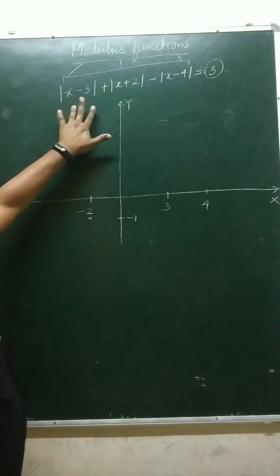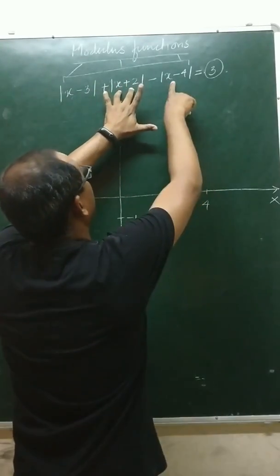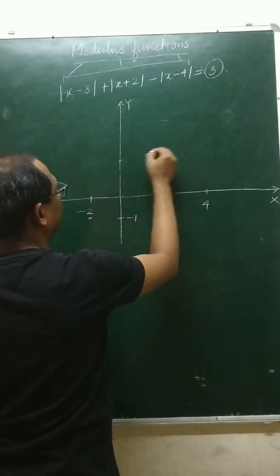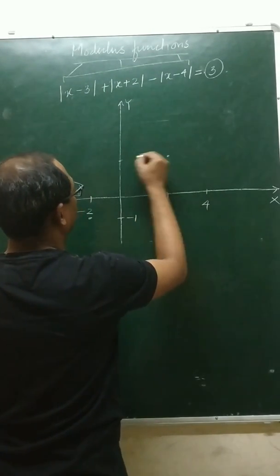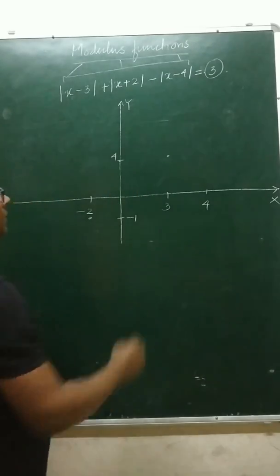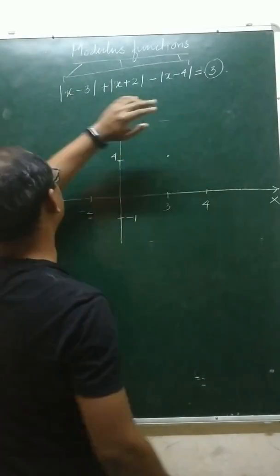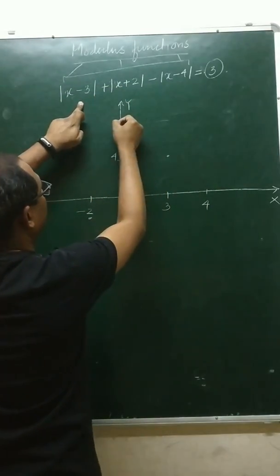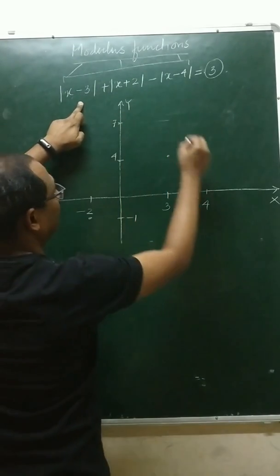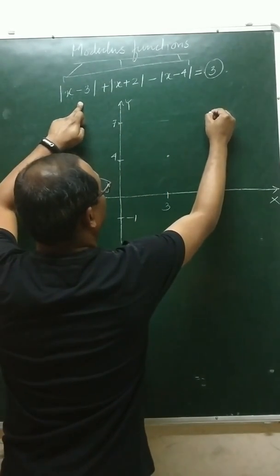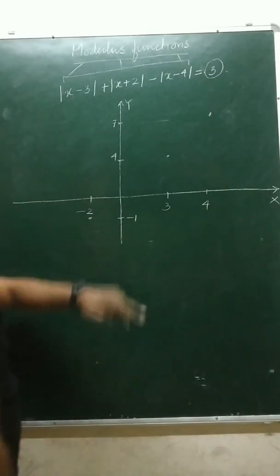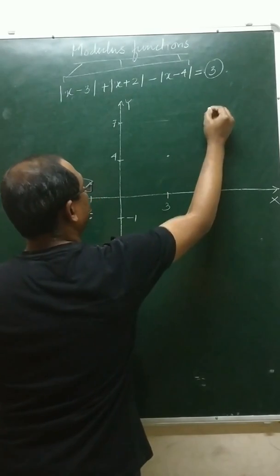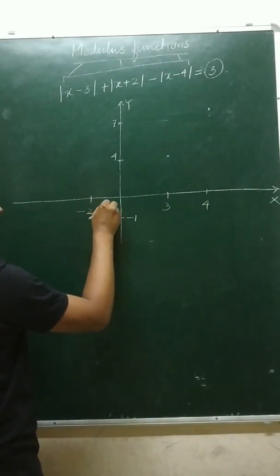At 3, I'm going to get 5 from here and 1 from here. 5 minus 1 is 4. And at 4, this one will become 0. Here 1 and here 6. 6 plus 1, 7. So the graph will be something like this.